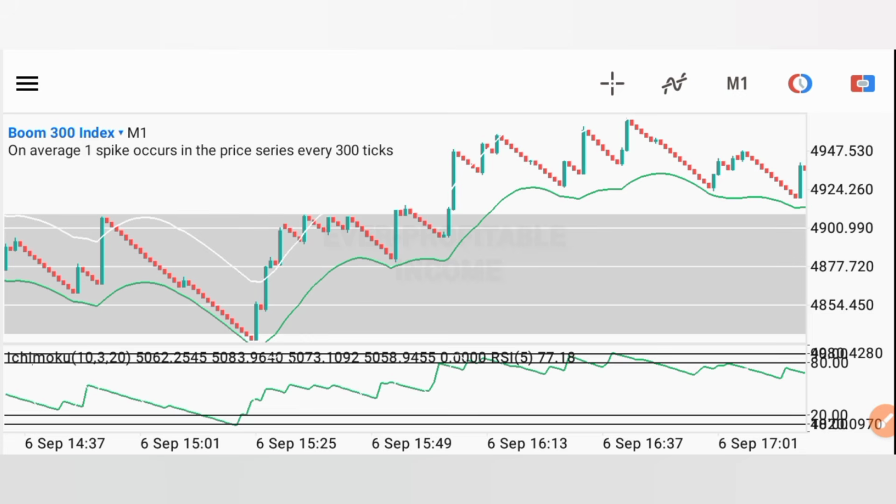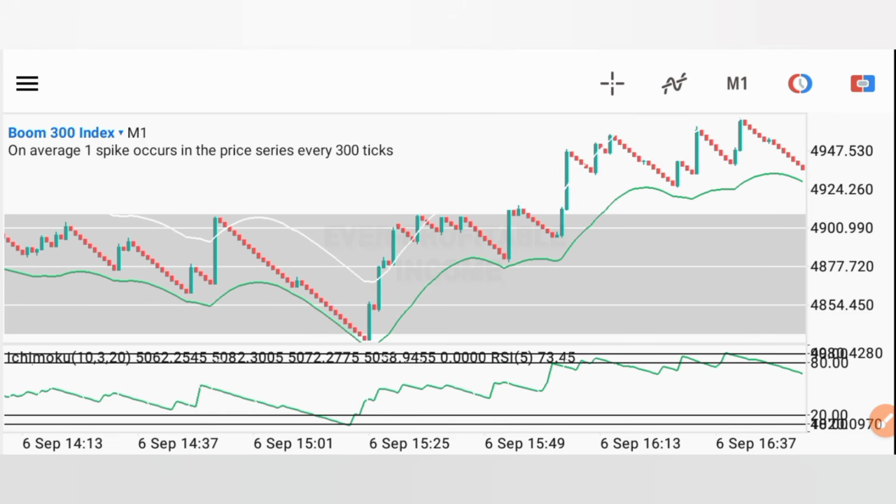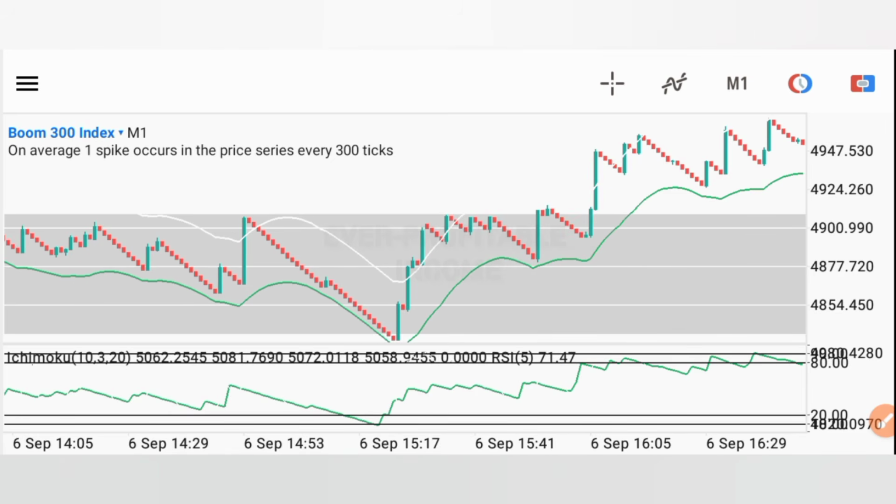Now the Ichimoku alone can be used for other Boom indices like Boom 1000, Boom 500, and the rest, but the envelope has to have a different setting. That's why I'm telling you that this strategy is specifically for Boom 300, because of the envelope setting. If you want to use it for other Boom and Crash indices, you can just use the Ichimoku. Do not use the envelope, because the envelope is not going to align with the exact point you want it to. Let me show you what I'm talking about.